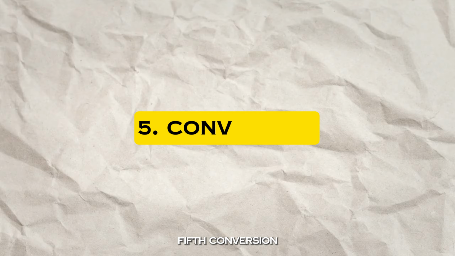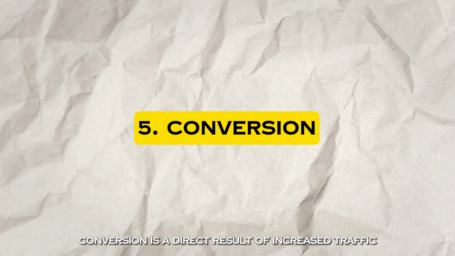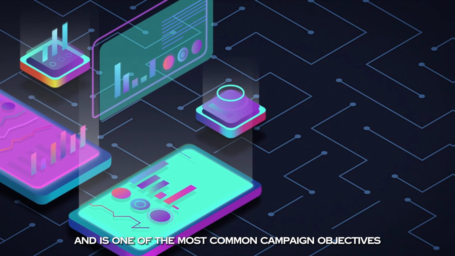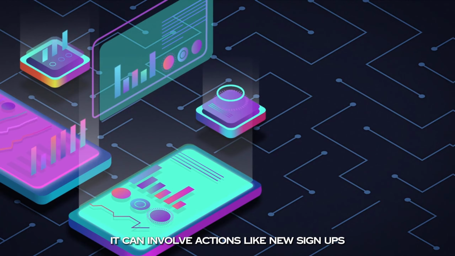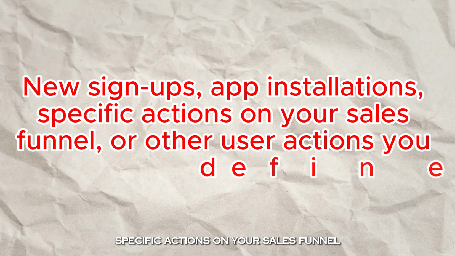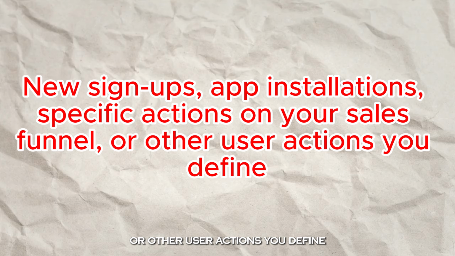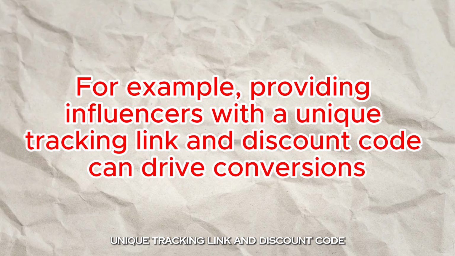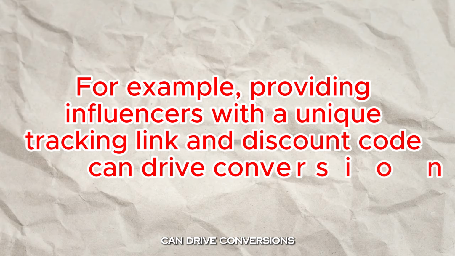Fifth, conversion. Conversion is a direct result of increased traffic and is one of the most common campaign objectives. It can involve actions like new signups, app installations, specific actions on your sales funnel, or other user actions you define. For example, providing influencers with a unique tracking link and discount code can drive conversions.